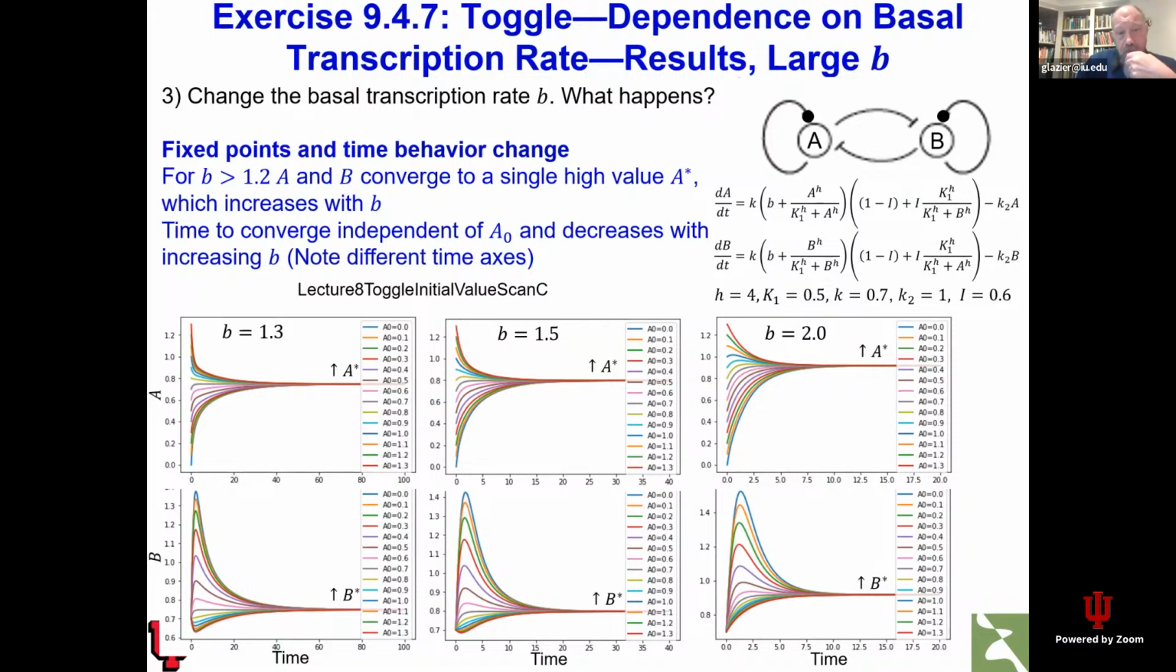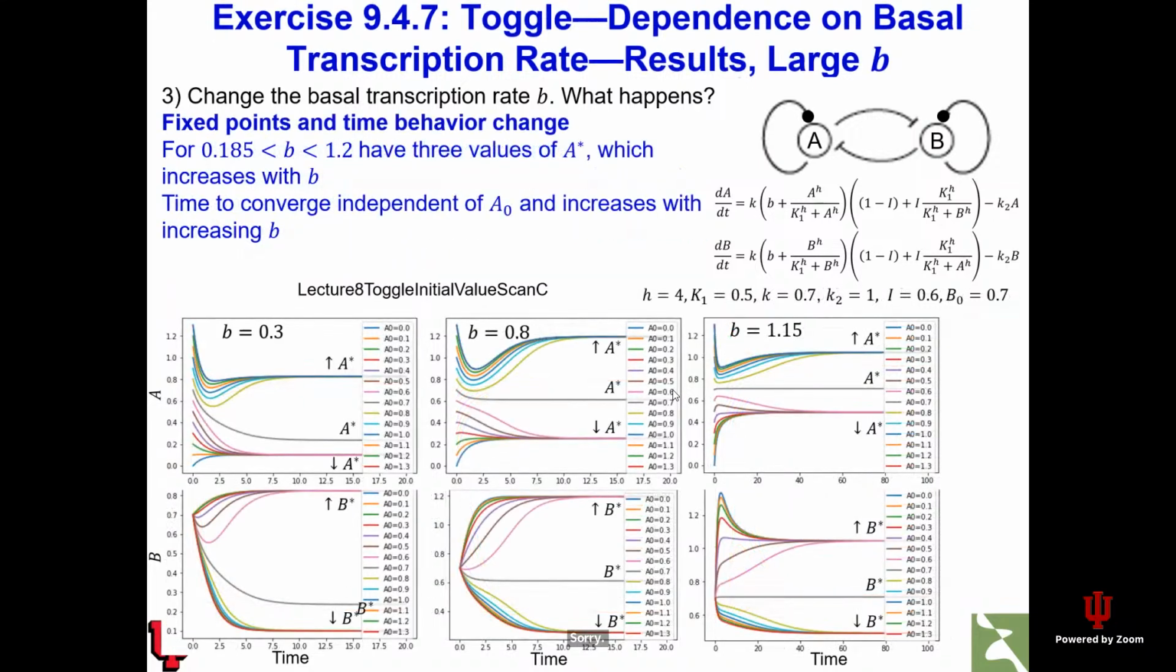Let me know if that worked for you. So all you're doing is changing the value of lowercase b to be 1.3, 1.5, and so on. Yeah, I got it. Okay, great.